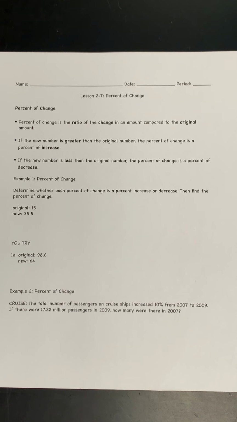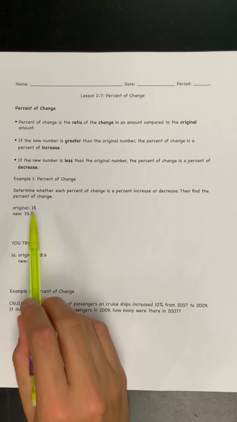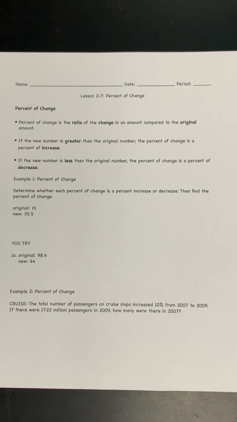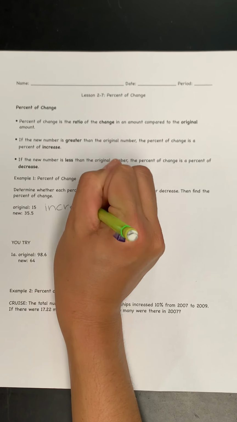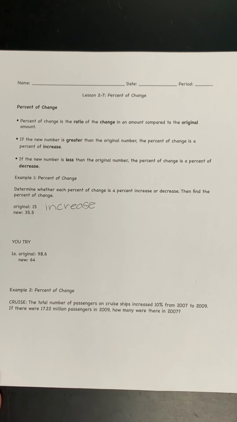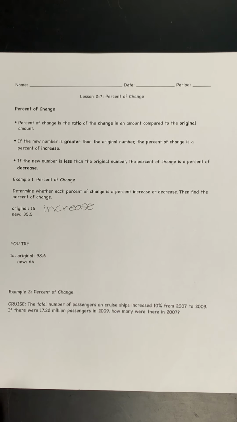So what we're going to do here is first figure out the relationship that's happening between the original and new. Is that an increase or a decrease? Okay, so you can always identify that first. So I'm going from the original being $15 and then the new being 35.5. So I can tell right here that this is already going to be a percent increase. Okay. So now I have to figure out what that percent increase is.